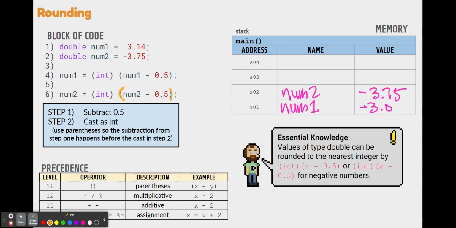Our next example, we have num2 minus 0.5. Num2 is negative 3.75 minus 0.5. That's going to be negative 4.25. We're going to cast that as an int. That's going to be negative 4. We're going to put that back into num2. Java is going to turn that into negative 4.0. So the thing to remember is if you are rounding a positive number, you add 0.5. If you are rounding a negative number, you need to subtract 0.5.